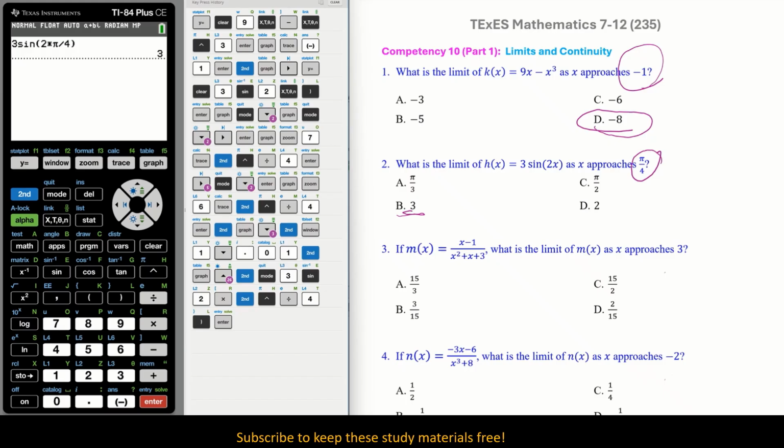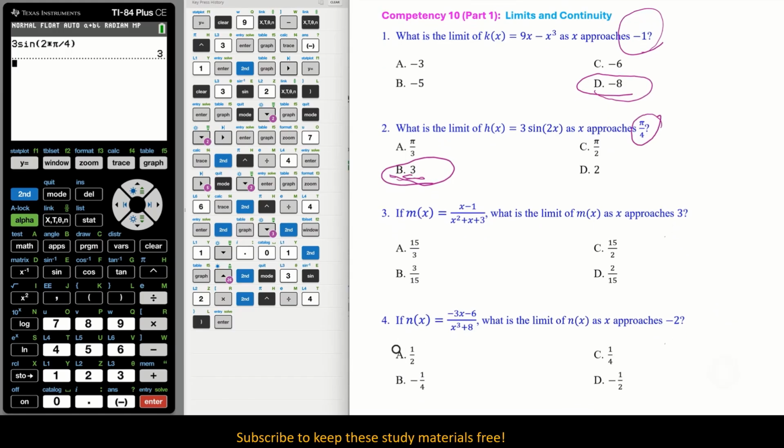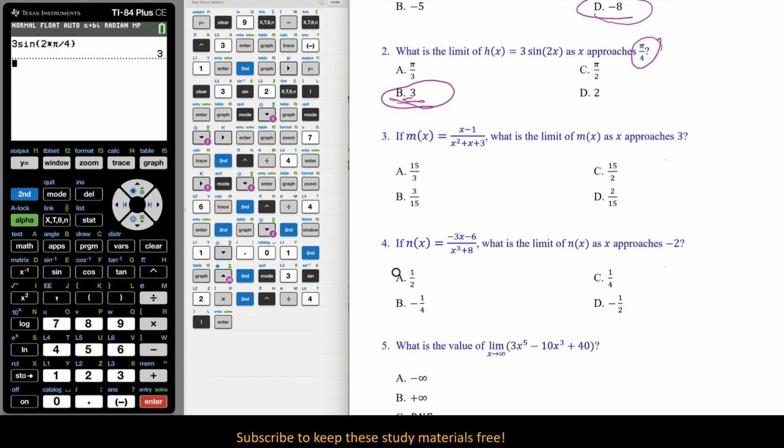So the value is 3. The limit does exist. And as you get close to pi over 4, that's what you're going to get. And when you trace, that gives you the value. So that tells us that B is what we need. Okay. All right. Now let's look at number 3.